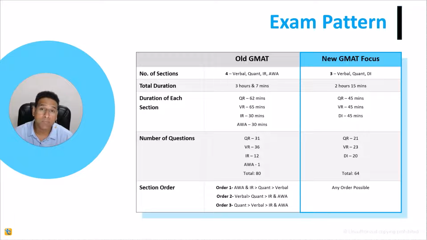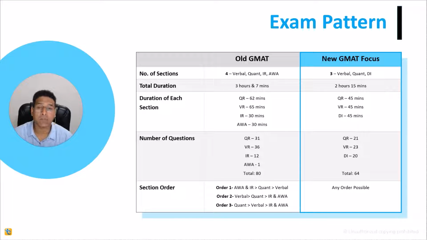Moving on, the number of questions has gone down from a total of 80 to a total of 64. In the older version of the exam, there used to be 31 questions in quant. In the GMAT Focus, there are only 21. Verbal used to have 36 questions, now there are only 23. Integrated reasoning had 12 questions and AWA had 1 essay writing assignment.